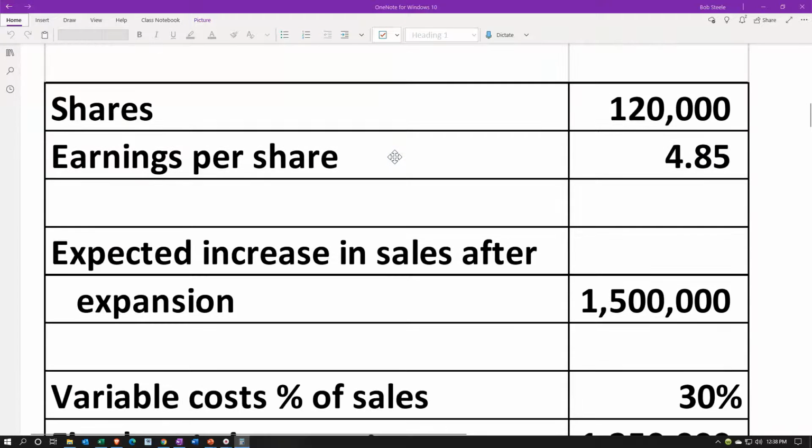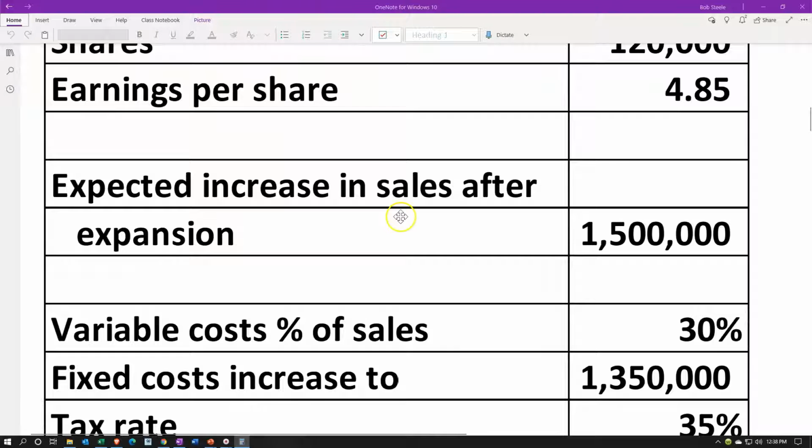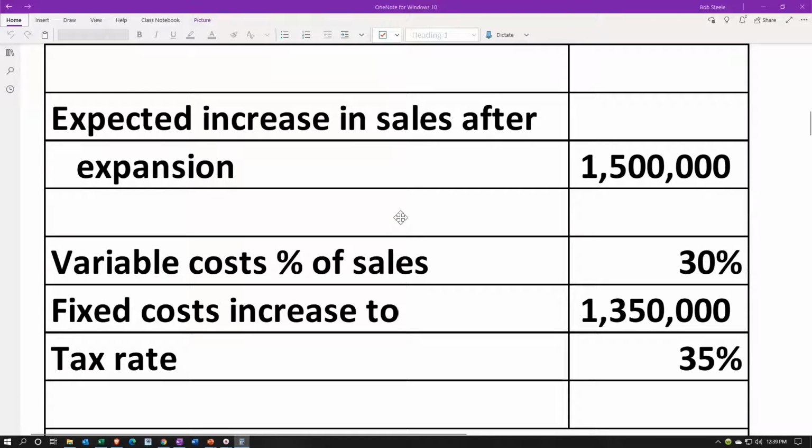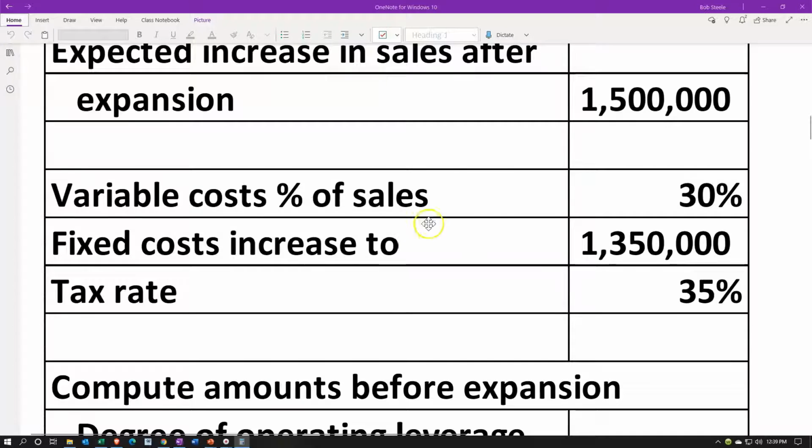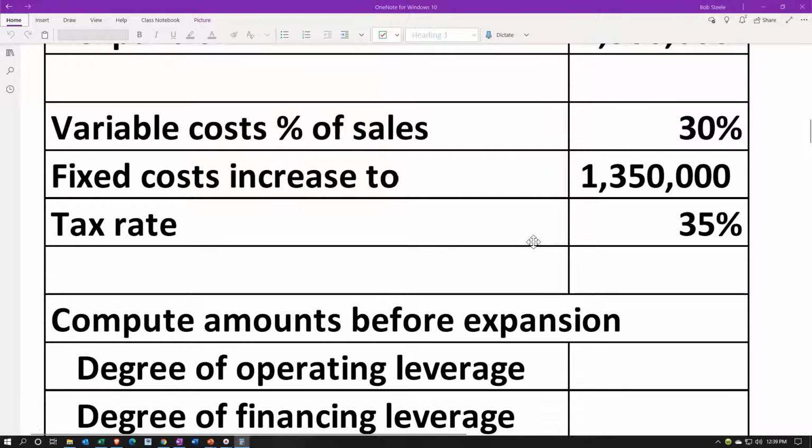Then we have the expected increase in sales once we do the expansion. Once we increase the assets, we think sales are going to increase by $1,500,000. That's going to be the increase to the top line. That's why we're doing the expansion: we get the assets in order to generate the increase in sales. Variable cost percent of sales is 30%, and the fixed cost will increase to $1,350,000. Primarily, we would think this is because we're buying capital assets, which would most likely increase the related depreciation. Then the tax rate is going to be 35%.